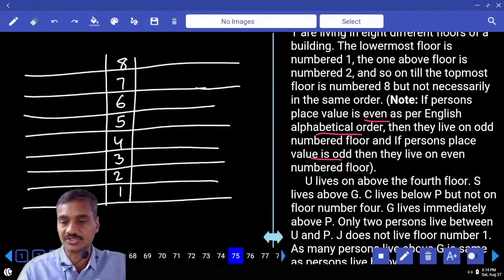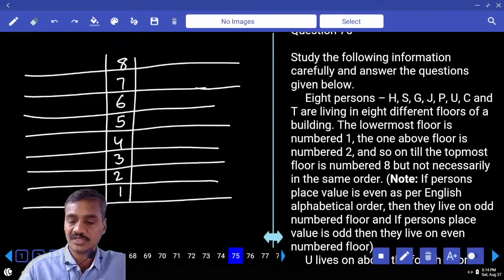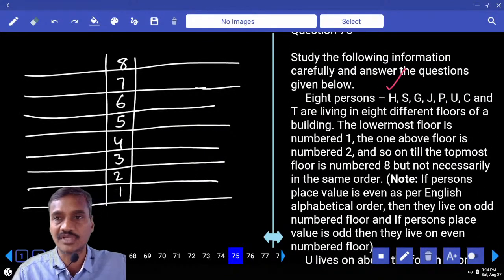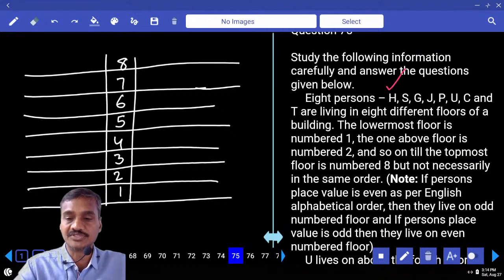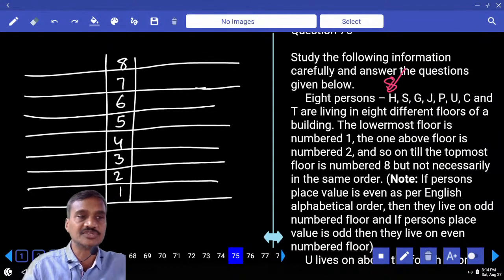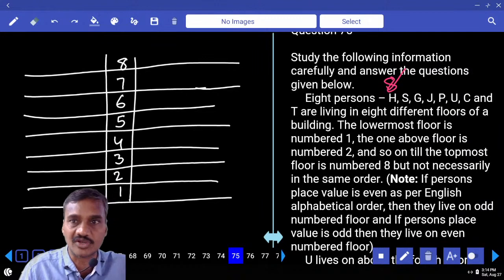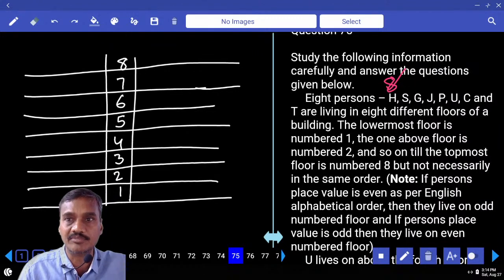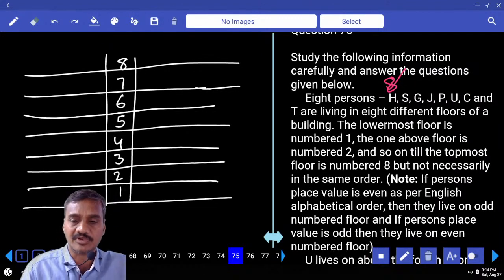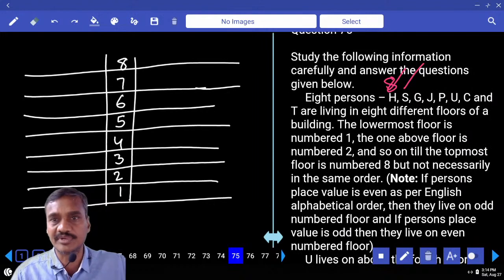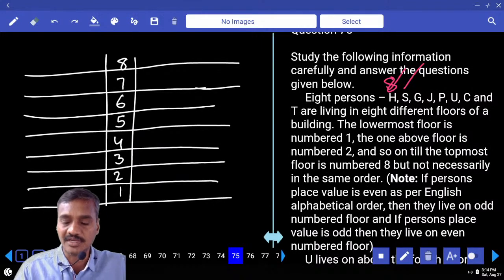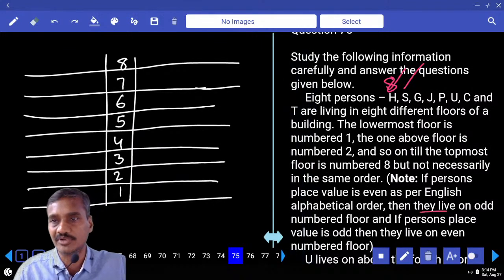Now let us take the case of H. What is the value of H in alphabetical order? 8. H is 8, H is even. That means H must be staying on an odd numbered floor. And S, whose value is 19, is odd, so S is living on an even numbered floor.